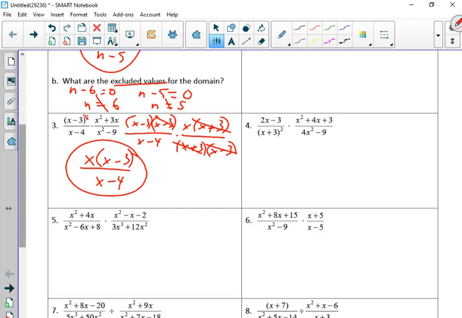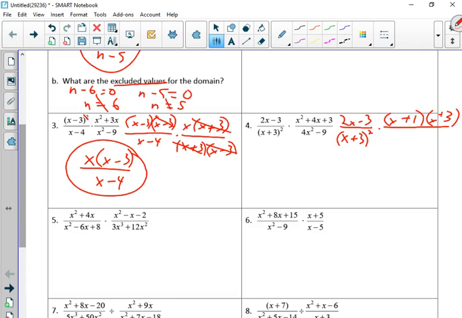Number 4. I have 2x minus 3. I'll do this one just to show. Leave that like that. Times x and x. I need two numbers that multiply to give me 3. Have to be 1 and 3. That add to 4. Well, that's 1 and 3. Everything's positive.